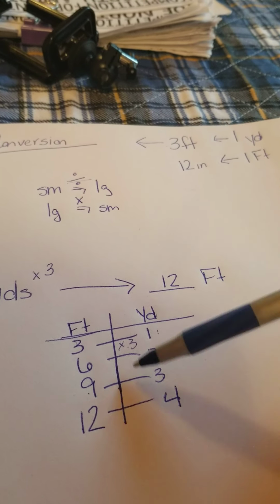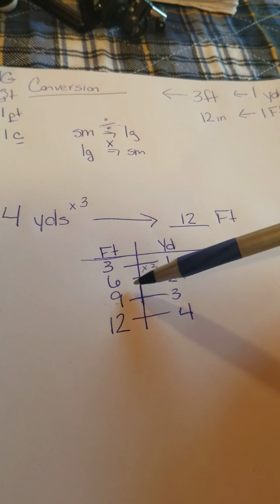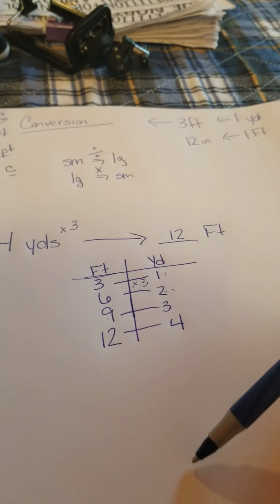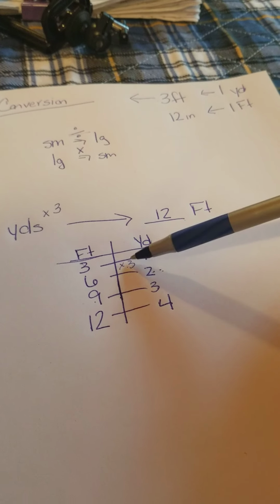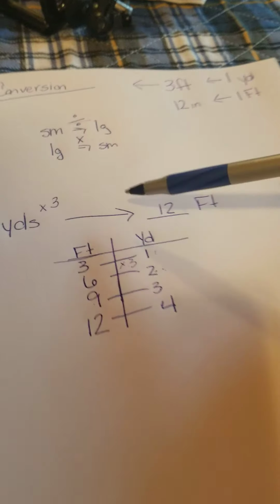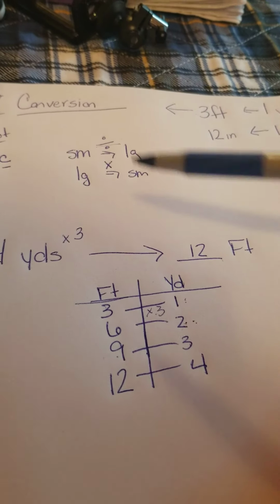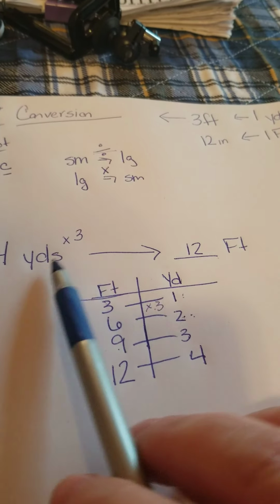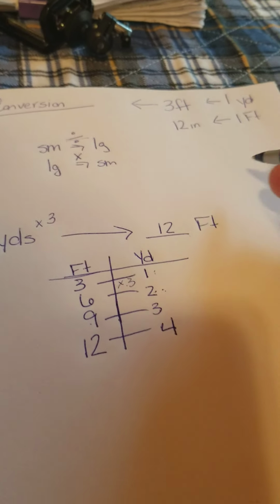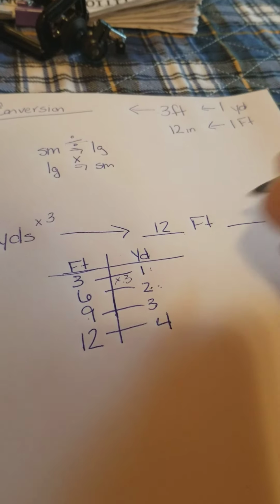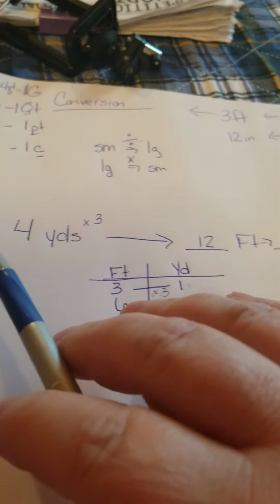The only downside with the T-chart is if your yards is like 21, you'll be here all day drawing this T-chart instead of just doing a math problem. Turn it into that math problem. So now we're going to look at how we're going to work this. If it's not feet, perhaps it's inches. So it kind of works the same way.